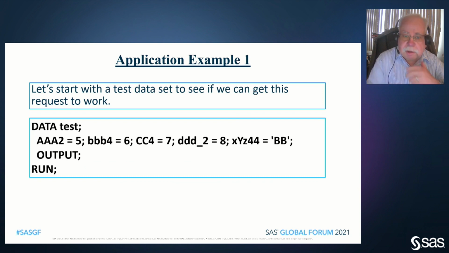All right, so let's start testing our code. And normally I just create some test data, which is pretty simple here. I'm creating 5 variables, AAA2, BBB4, CC4, DD2, and XYZ44. And we output the data. So there's only going to be one observation, but there are 5 variables. 1, 2, 3, 4, 5.